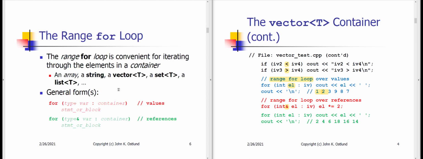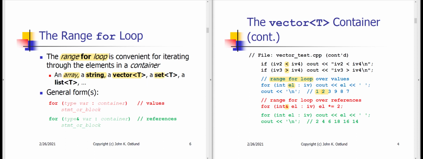So here's a bit more detail about this idea of a range for loop. A range for loop is a very convenient mechanism if you want to simply iterate through all of the elements contained in some kind of container. And containers include not only vectors, such as the examples that we just looked at, but also ordinary arrays can be treated as containers for range for loops to step through. A string object can be thought of as a container of a sequence of char values, and we can use a range for loop to step through those.